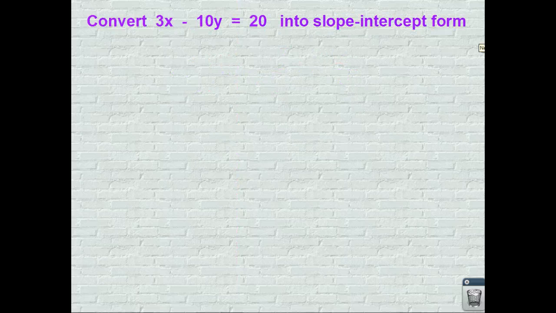All right, second one, same idea. We have standard form and we're going to convert it. Let me start this time just by recopying the equation.